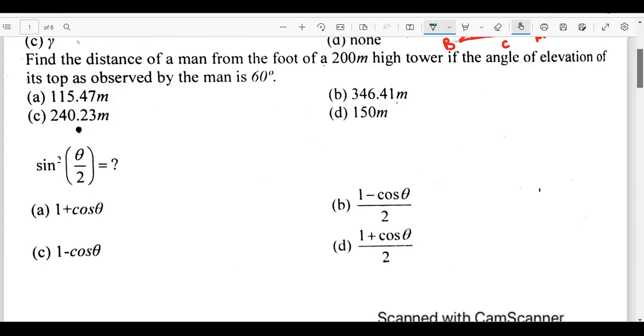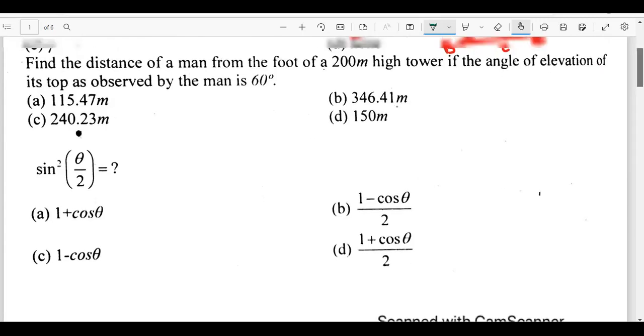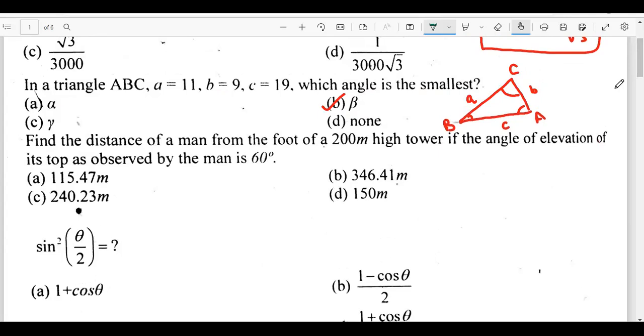Now I would want you guys to help me with this question. It says, find the distance of a man from the foot of a 200-meter high tower if the angle of elevation of its top as observed by the man is 60 degrees. Okay, here's the question. Now basically we have a tower.